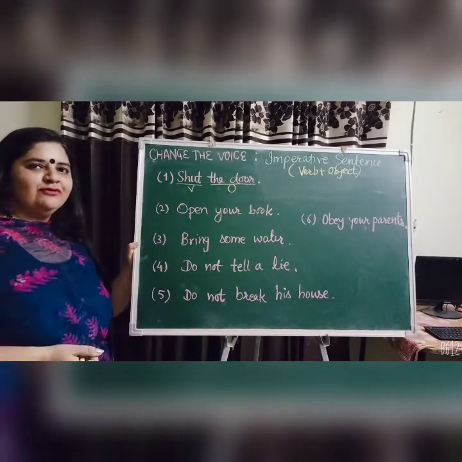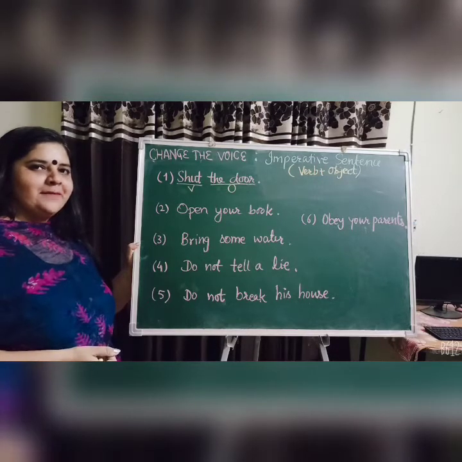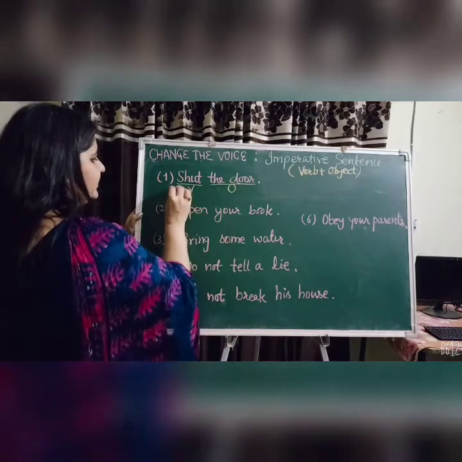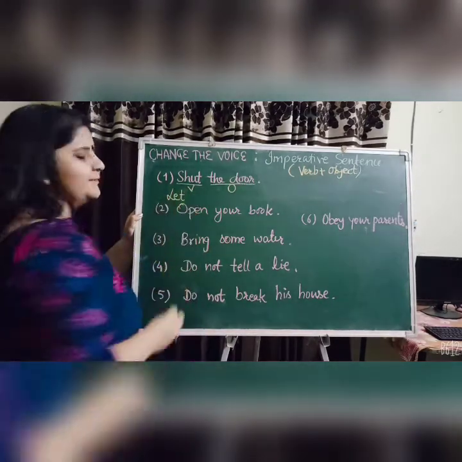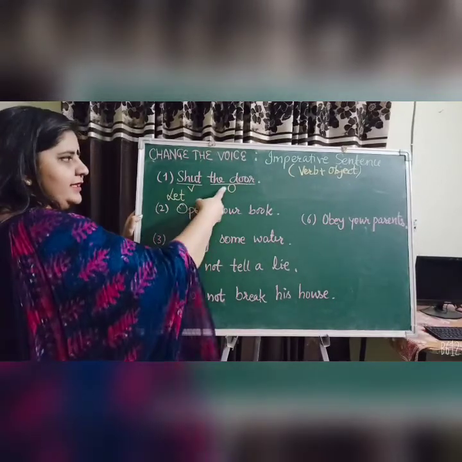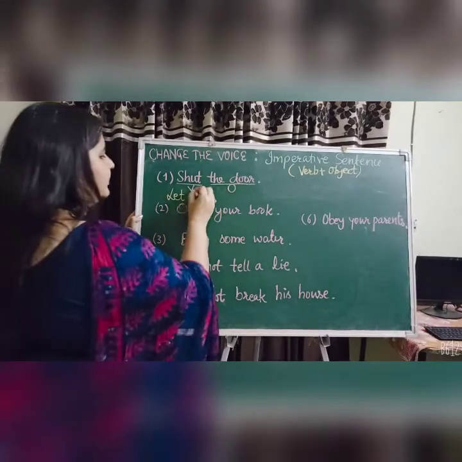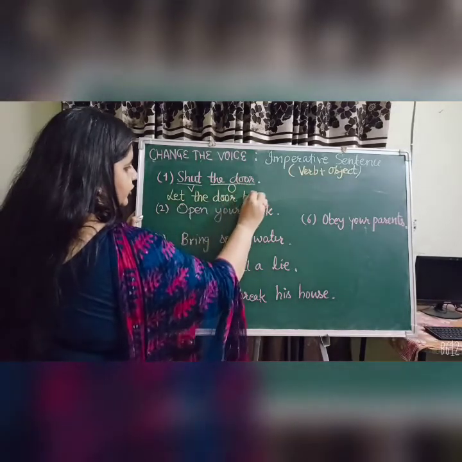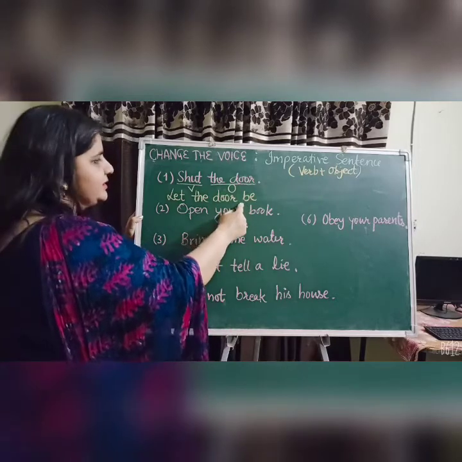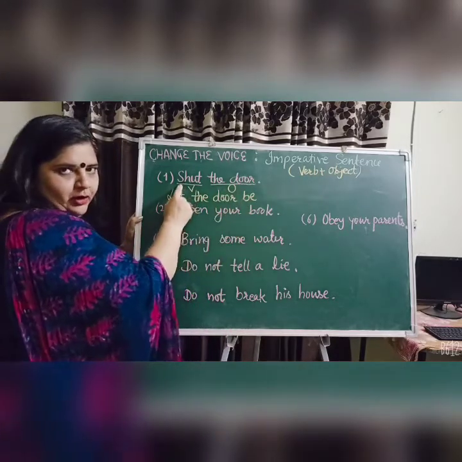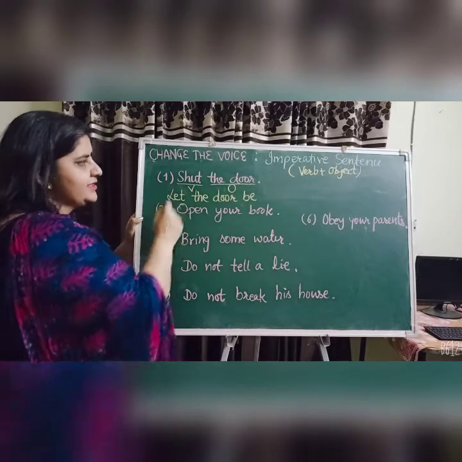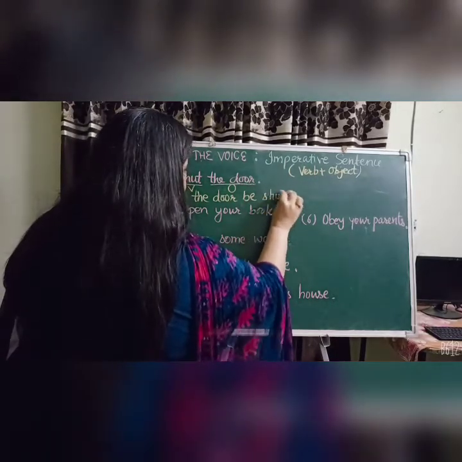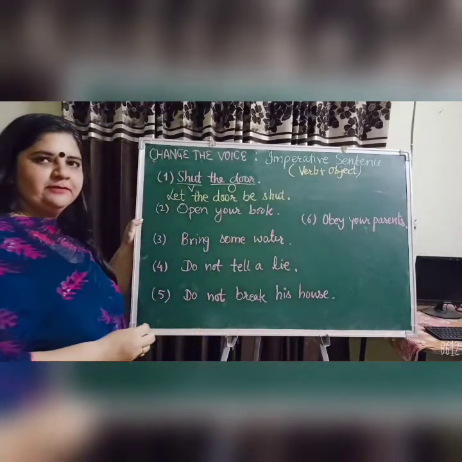How to change the voice of imperative sentences? We have two ways to change it. The first way is use of let. Let, then bring the object in the beginning. Let the door. Use be after this. Then the third form of a verb. In this case, the third form is the same, shut. Let the door be shut.